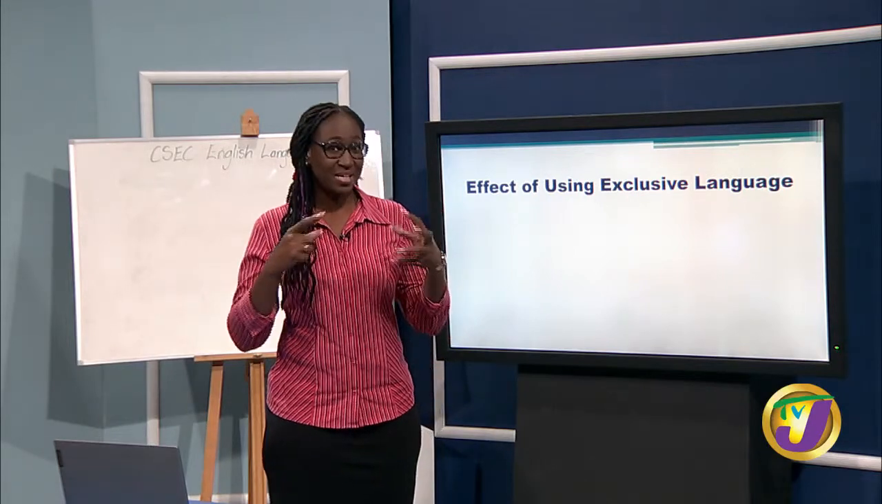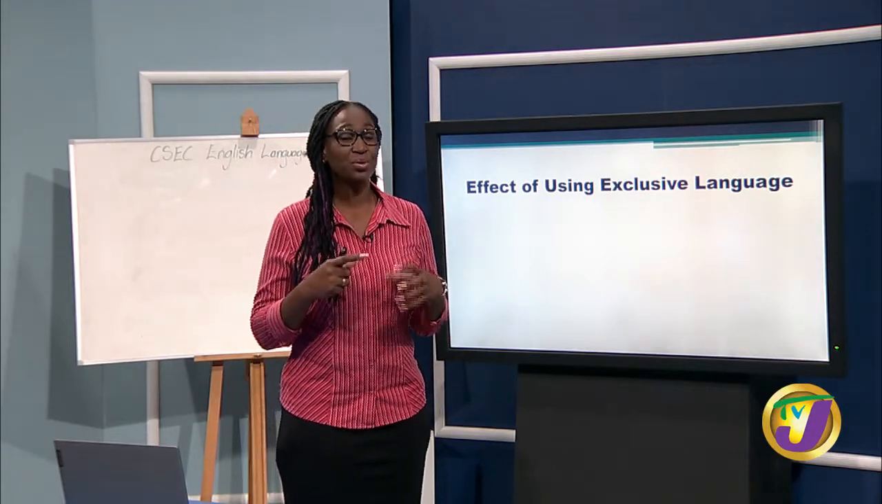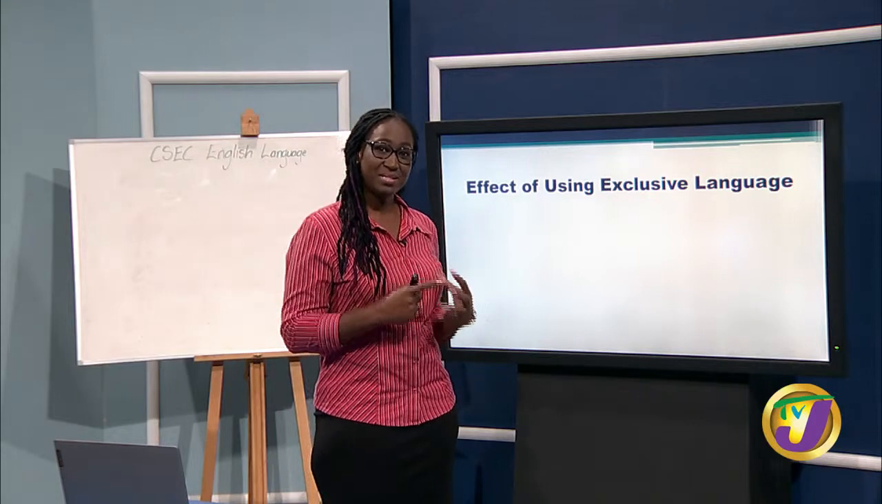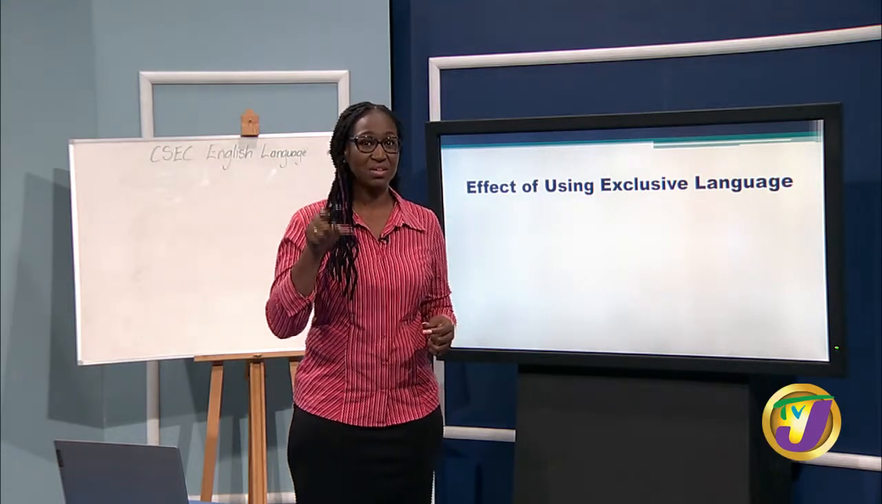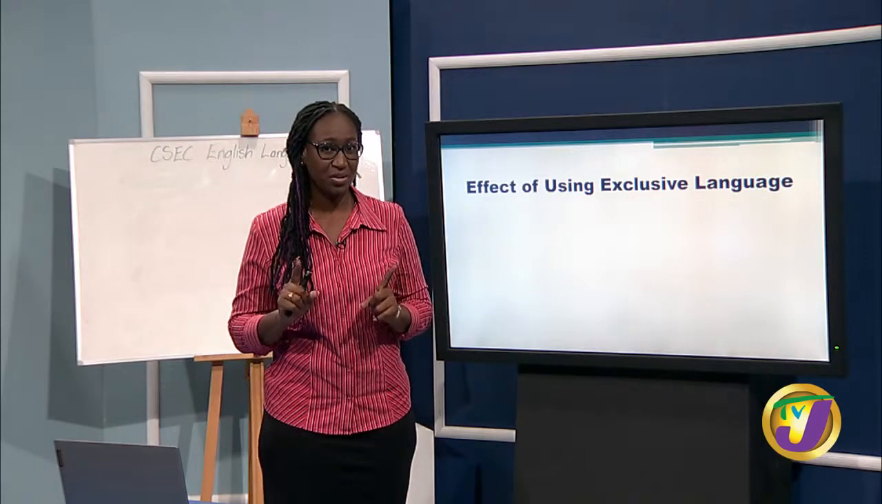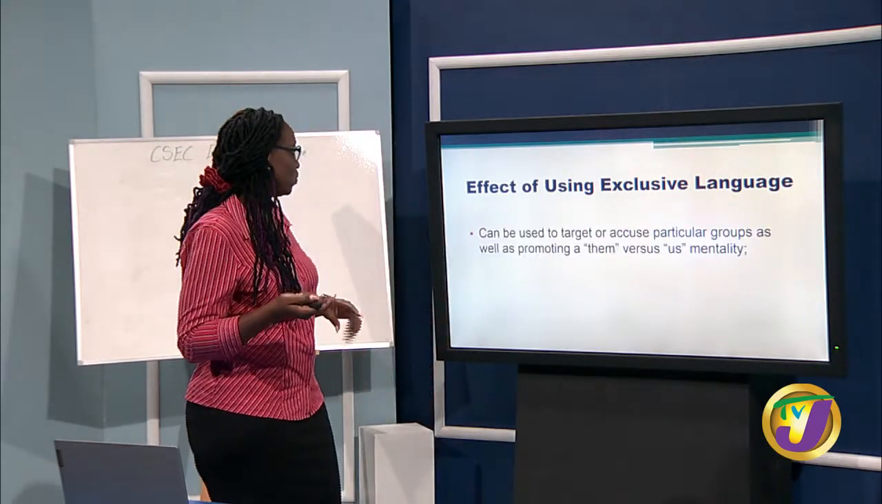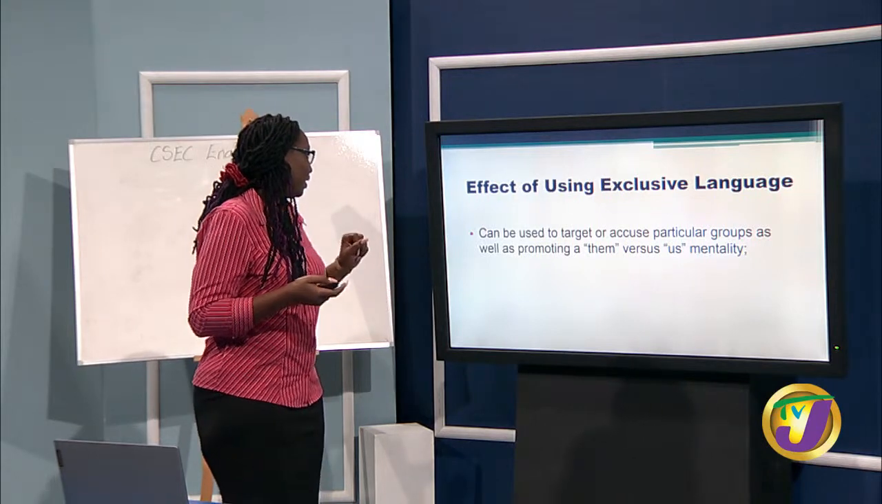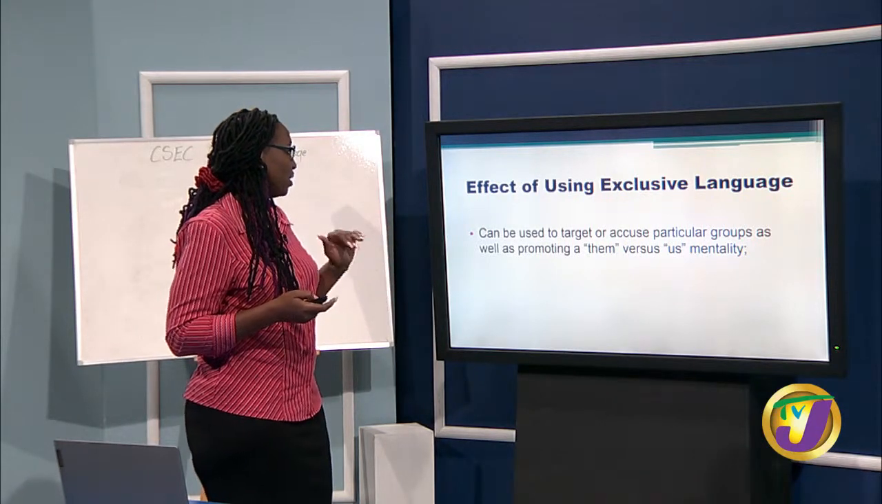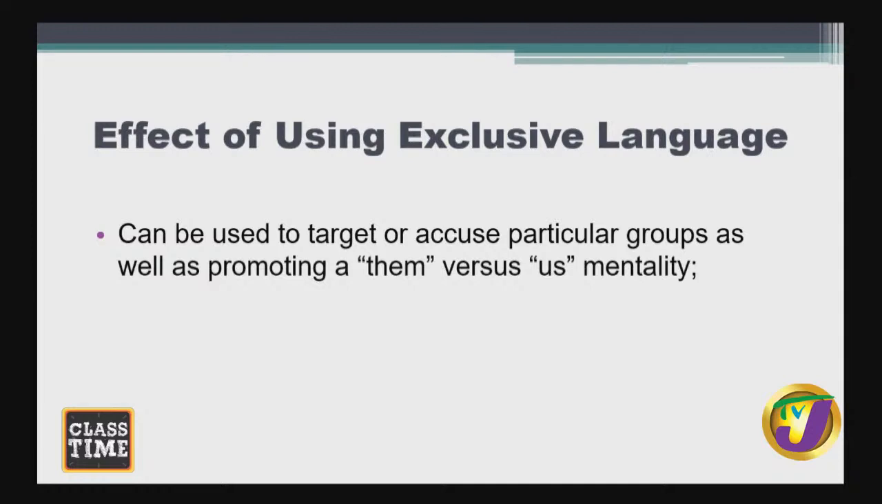However, in order to keep them on your side, you're going to show them, stay on this side because over there is another side that you do not want to be a part of because they are not good. So here's one way you could do it. It can be used to target or accuse particular groups. So again, the us versus them. It's me and you against the world. We've heard that in many songs.